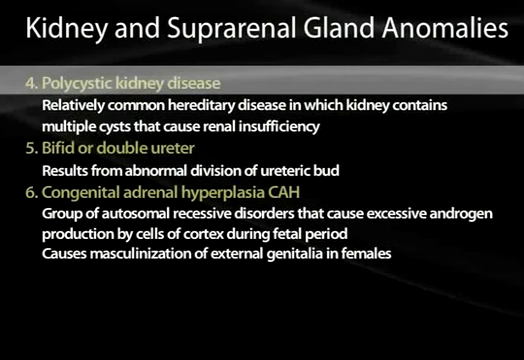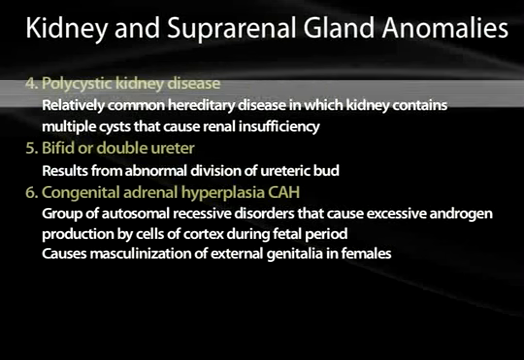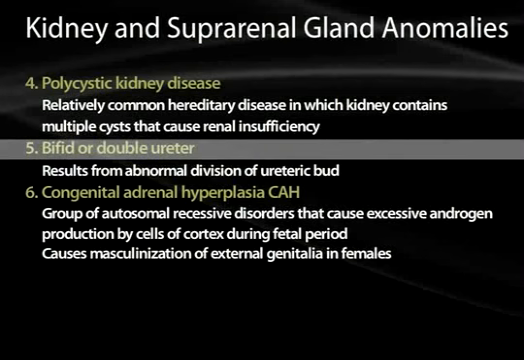Polycystic kidney disease we discussed already as creating renal insufficiency, and it's a hereditary genetic disorder. There's a bifid or doubling of the ureter, which is usually a harmless variation. And then there can be a more serious congenital problem with congenital adrenal hyperplasia.